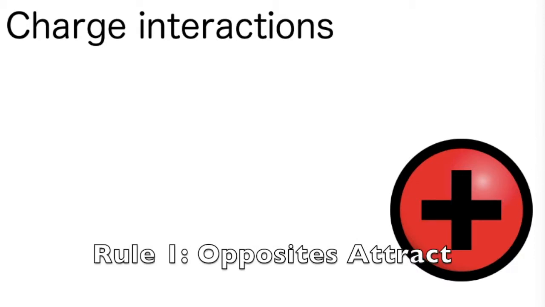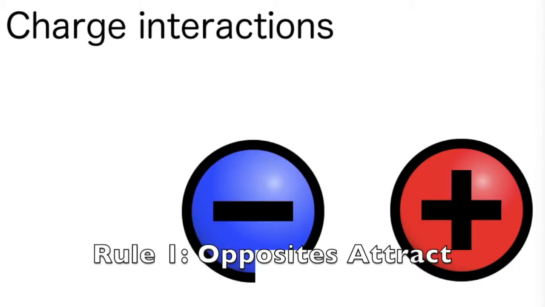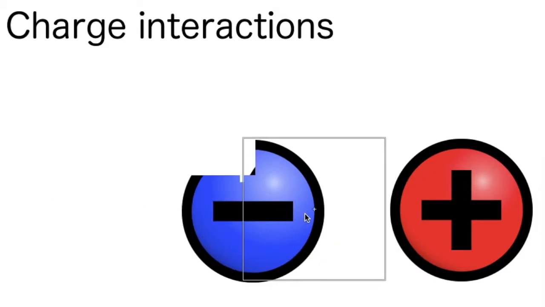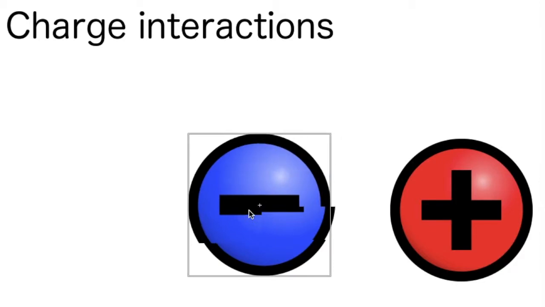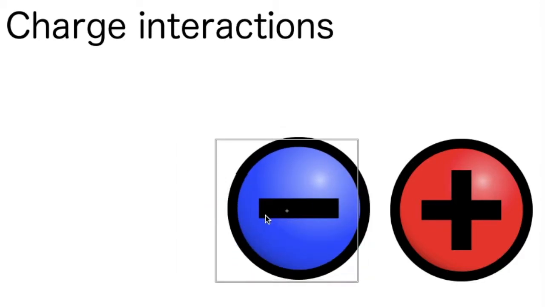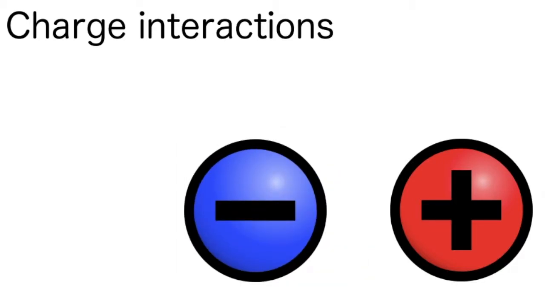The first rule is that 2 opposite charges attract each other. In this case, we have a positive charge on the right and a negative charge on the left. And these 2 are going to attract each other, which means that they are going to move closer together.